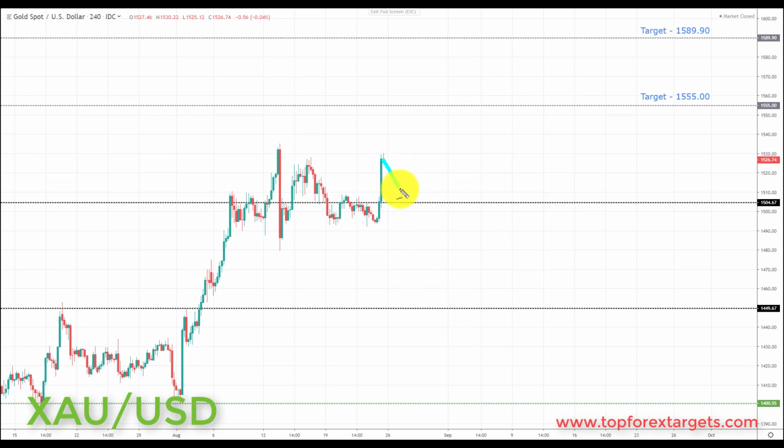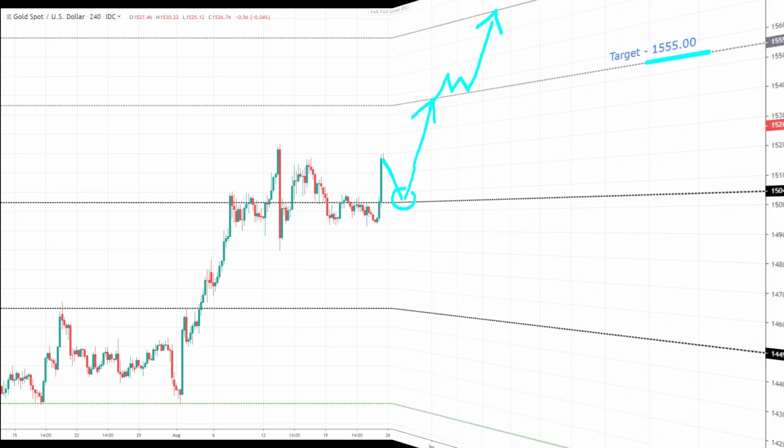If we can get a pullback and a retest of broken resistance turning support at 1504.67, this is going to be a great place next week to start to once again look for those bullish formations and patterns. And we're going to be looking up towards the next key area of resistance to the upside and the target set at the 1555.00. And if we can get a break through here, we're going to be looking up towards the next key area of resistance to the upside and target 2 at the 1589.90.